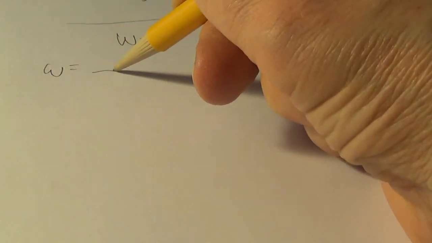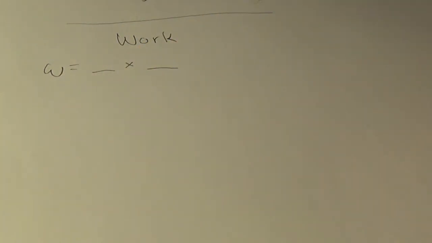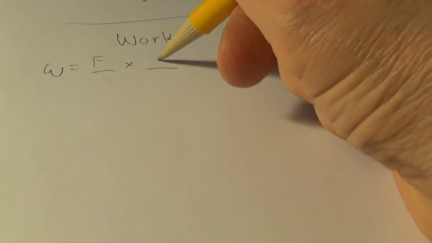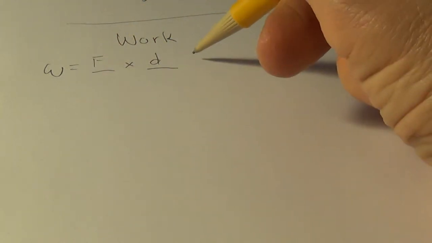It turns out that the work we learned in physics class was the product of 2 things. Do you remember what they were? Of course you do. Force and distance. Work equals force times distance.